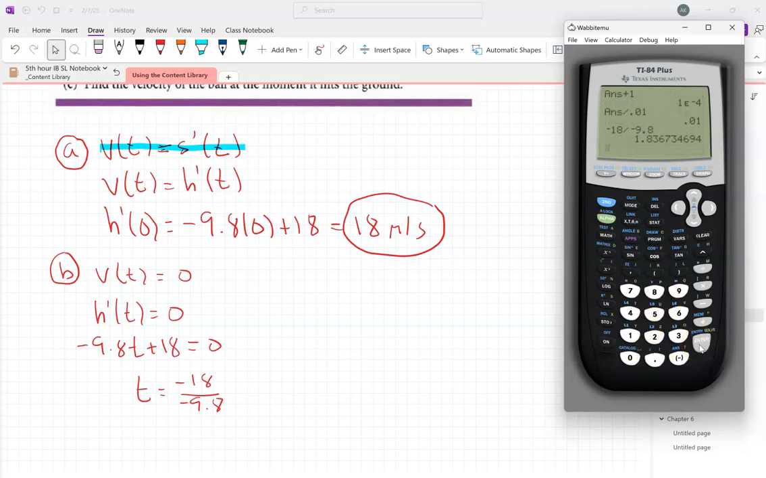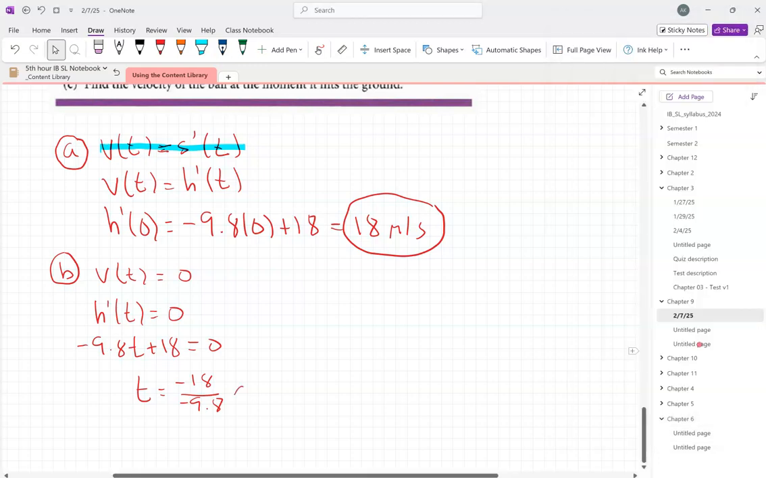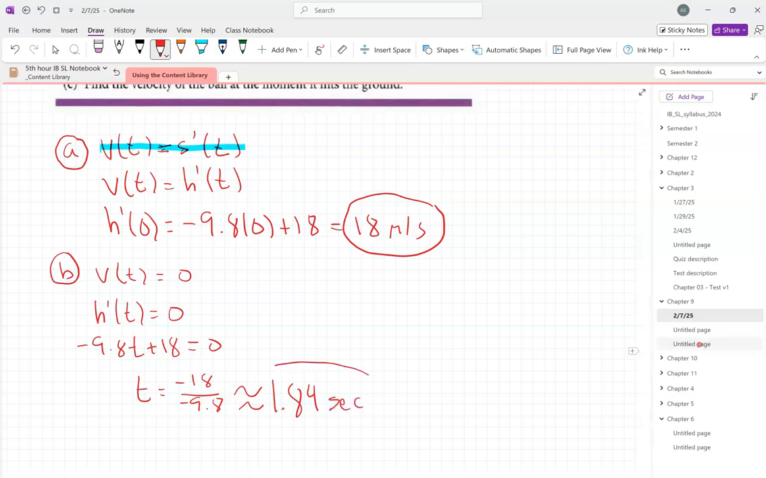So about 1.84 seconds. Who can tell me the meaning of this time? Oh, wait. Is it the air? Is it stops? Yeah.